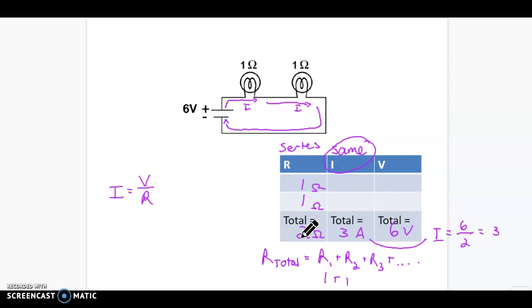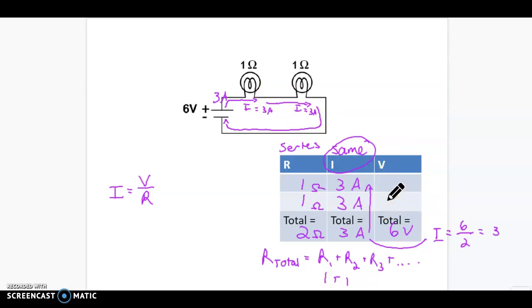Sometimes people find it helpful to write "same" above I for a series circuit, because then it's a clue to them. If you know that this is 3 amps, and when we say the total current is 3 amps, that is the current flowing out of the battery. That's also going to be the same current flowing through each one of these light bulbs. And so we can just put 3 amps in for everything in that column. Nice. But now I need to solve for the voltage in that circuit.